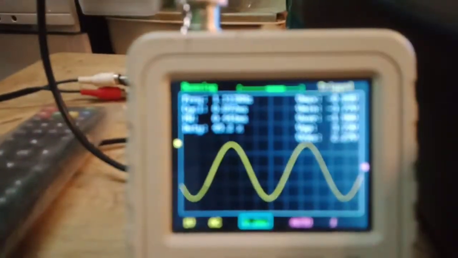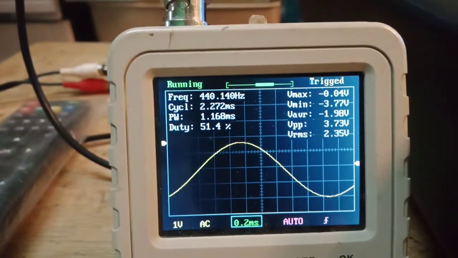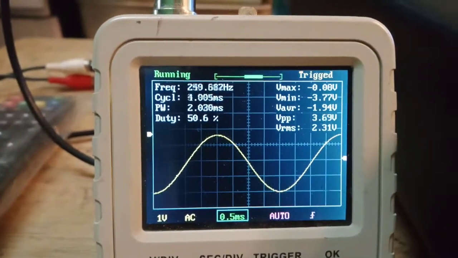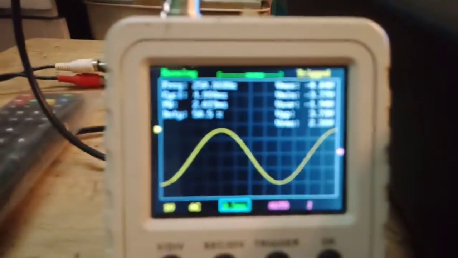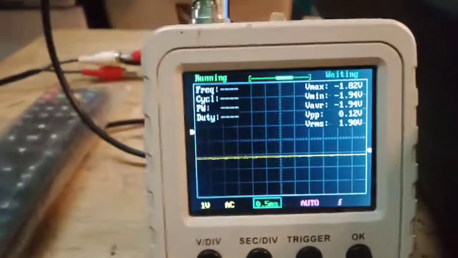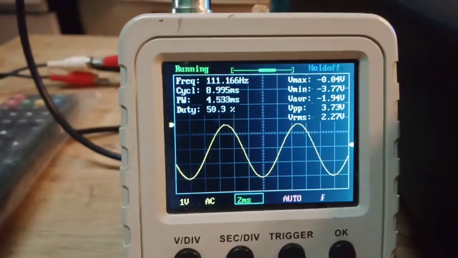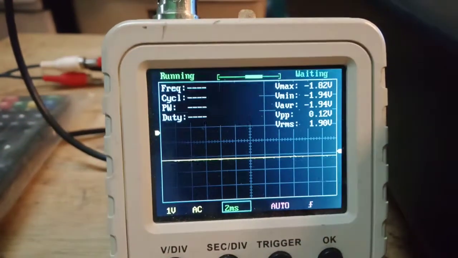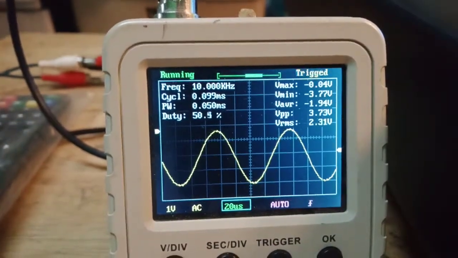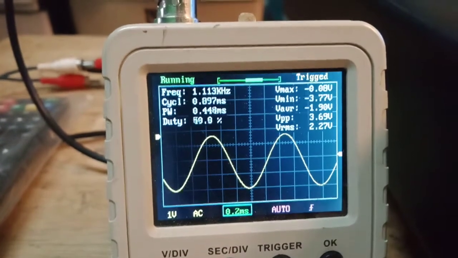There are 3.73. Let's play it again. 3.73 there. So it's the same signal, same intensity.